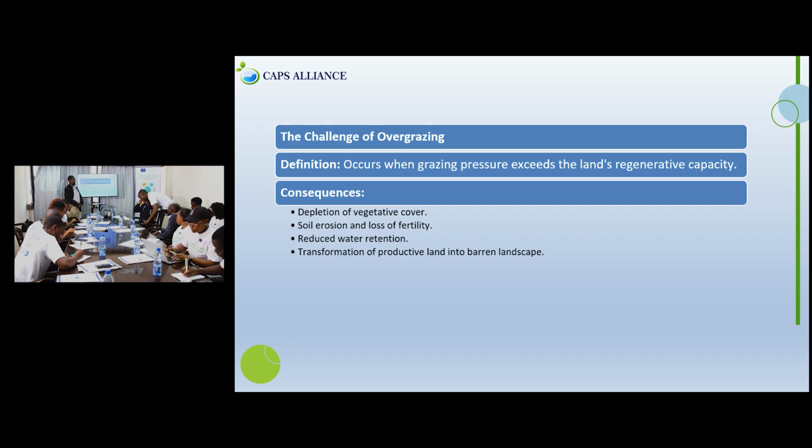We have talked about overgrazing. Overgrazing leads to land degradation. You need to keep the right number of animals for the right size of land. Go next.